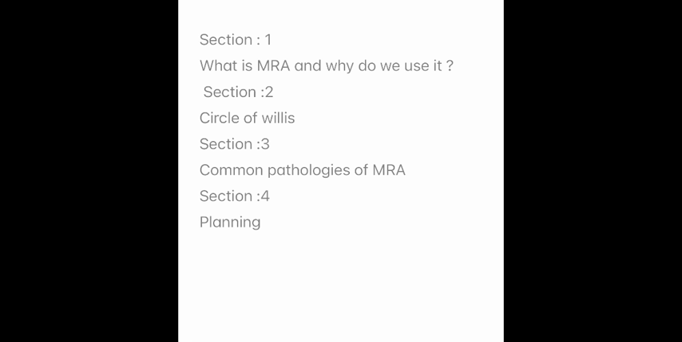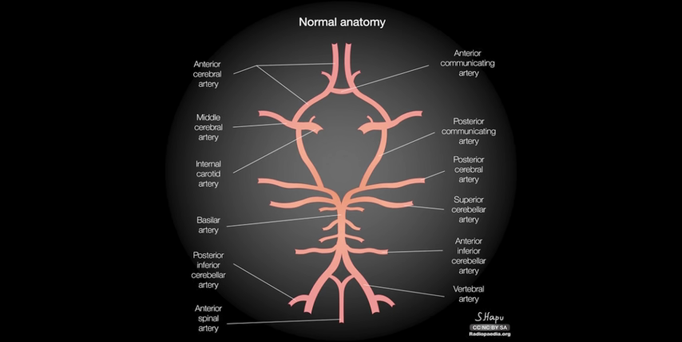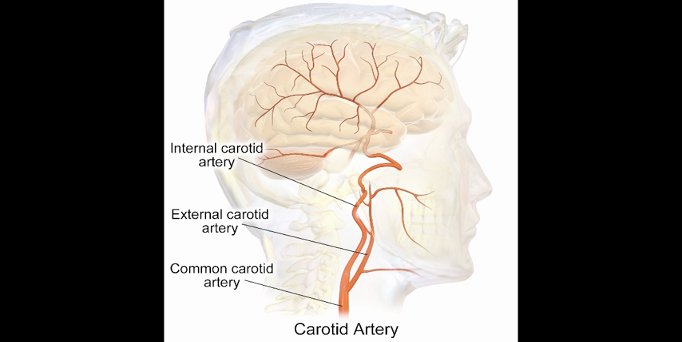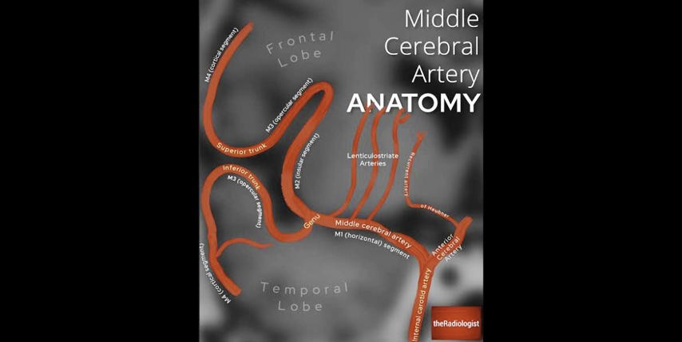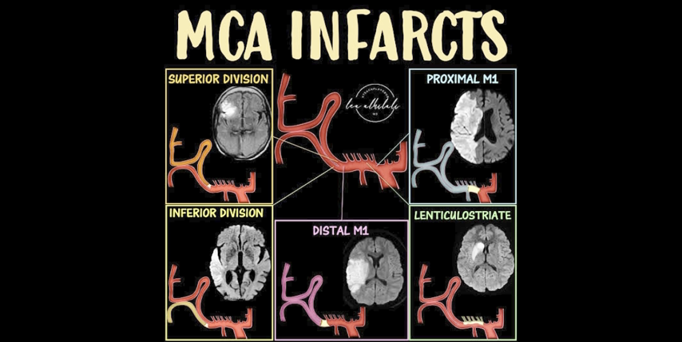In section 2, take a look at the normal MRA of the brain. The circle of Willis is the central hub of the brain's arterial supply. On MRA, you should be able to identify the internal carotid arteries, which is ICA. These enter the brain and bifurcate. Then the middle cerebral artery, MCA, extending laterally on both sides.